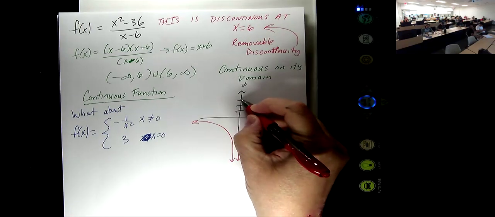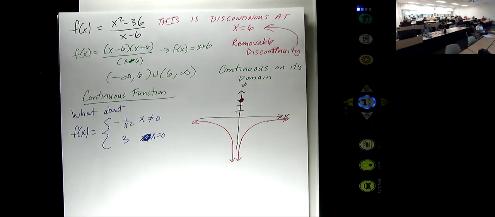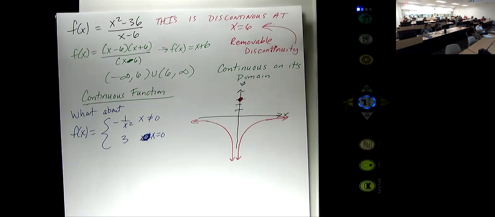But at x equals 0, we have this. So, is it continuous? Or where is there a discontinuity? There's a discontinuity at x equals 0, right?